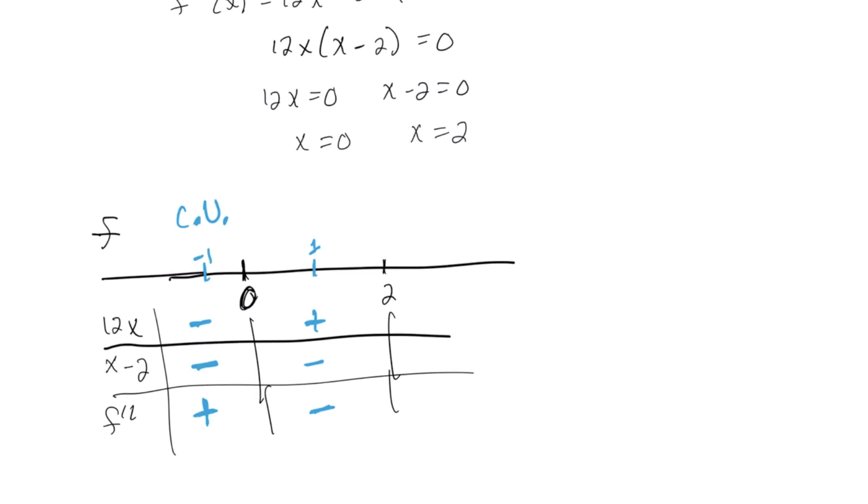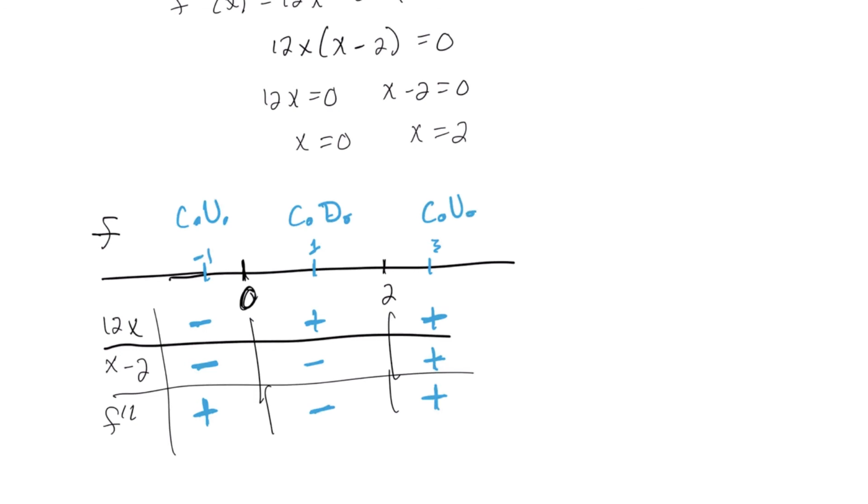My second derivative is negative. My function's concave down on that interval. And then last but not least, I'm going to pick something to the right of x equals 2. Let's pick x equals 3. 12 times x, that's going to be 12 times 3 is 36, that's positive. And then 3 minus 2 is positive 1. Positive times positive is positive. So my second derivative is positive, so my function's concave up.